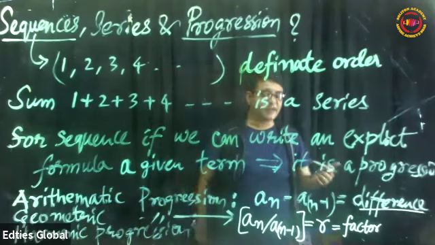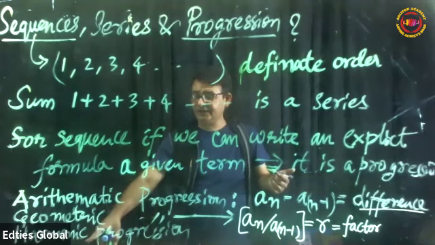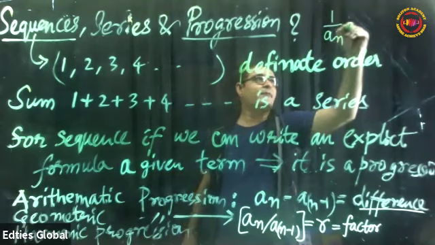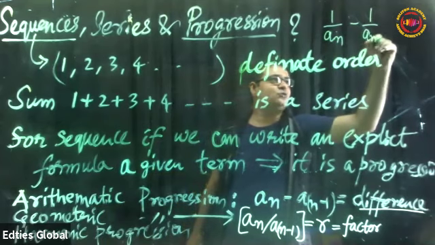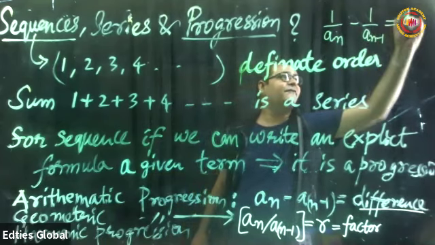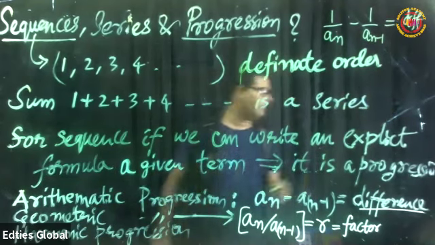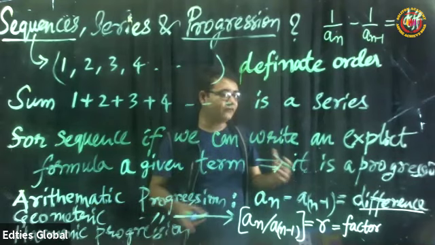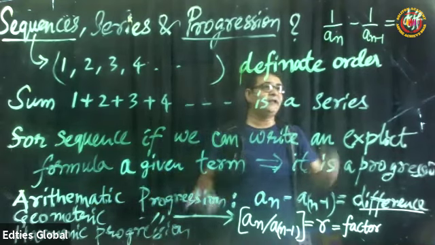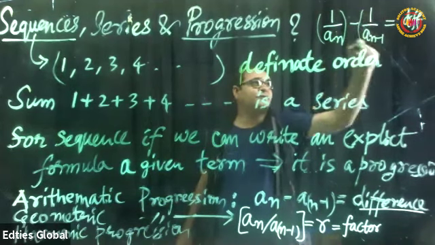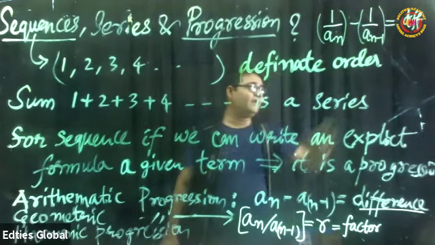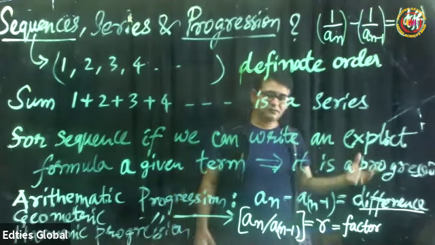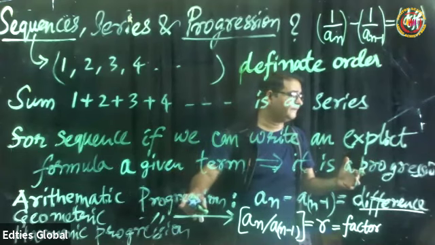Harmonic progression is basically this: if you take the nth term and compute 1/a_n minus 1/a_(n-1), you will get a difference. So harmonic progression involves a sequence in which, if you take the inverses of neighboring terms, they have a fixed difference. So they will be in arithmetic progression.